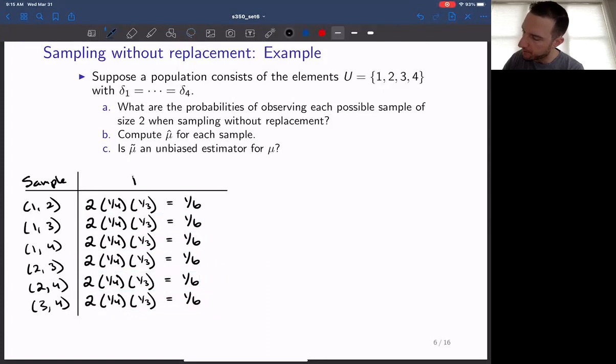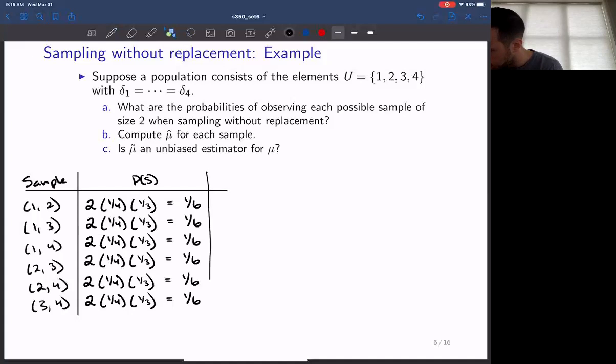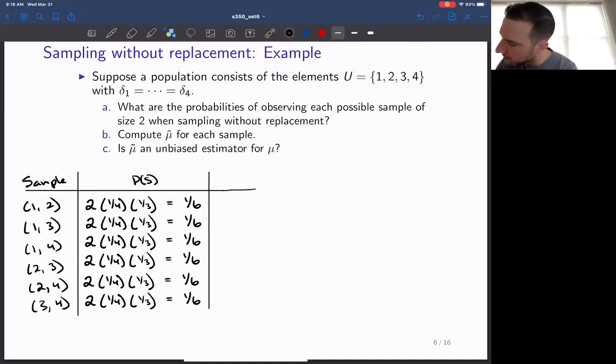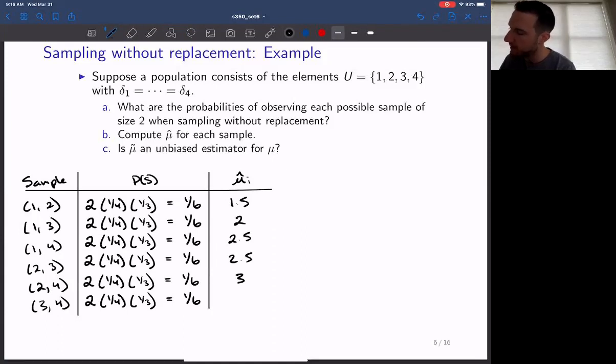Okay, so here's our probability of S. And then we will find our estimates for the mean. This is going to be done the same way that it was before as well. So in each case, we're just taking the values that we have and averaging them. Oh no, this would be, yeah, 2.5, 2.5, 3.